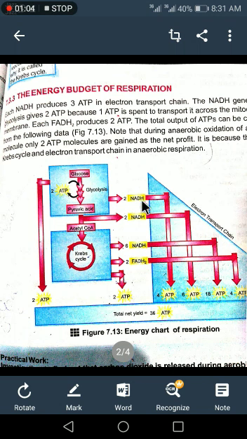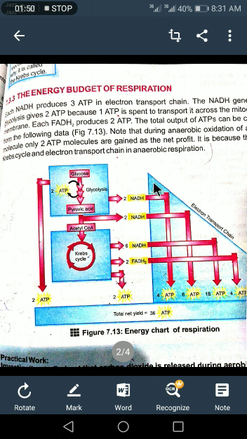Now, how many molecules of ATP are produced from each molecule of glucose? When glucose changes into pyruvic acid, in the first step, two NADH molecules are produced. When one molecule of NADH is produced, that gives 3 ATP molecules. But here, two NADH produce 4 ATP. It means one NADH produces 2 ATP.